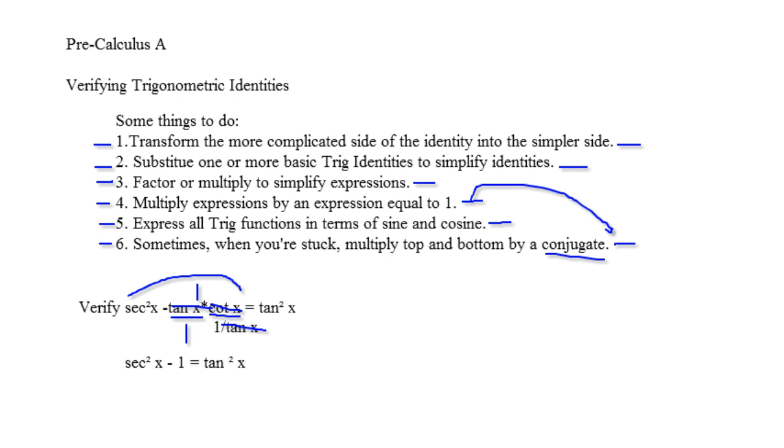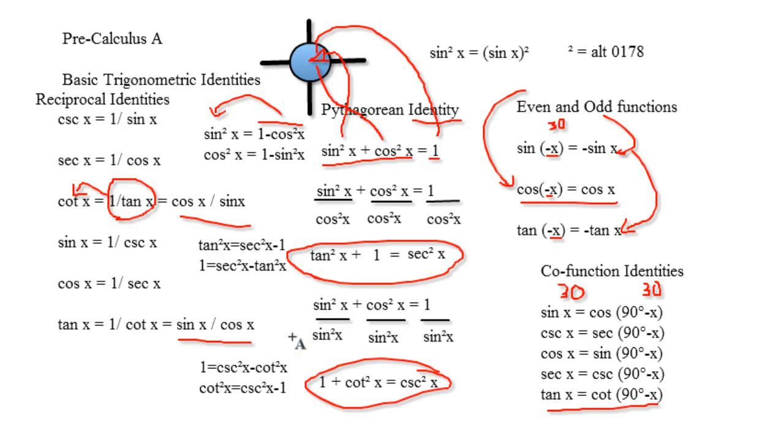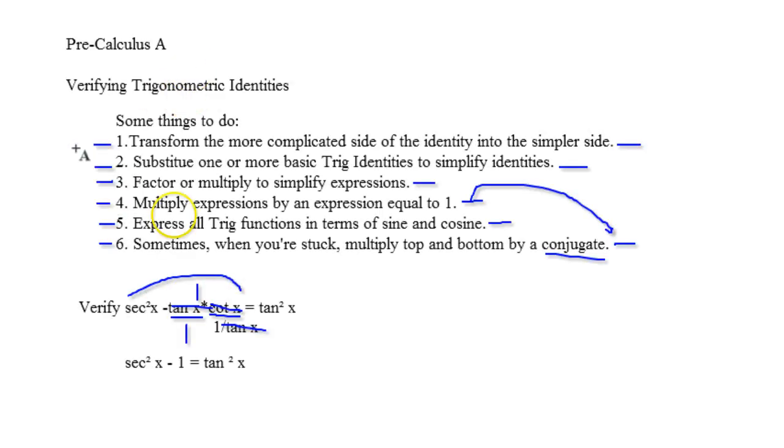Okay, and if you need to, go back to your trig identities, and here we go. Let's see what's going on. Okay, I know tangent squared and secant squared appear right here. Oh my goodness, look at that. That's that one right there. So I can simplify secant squared x minus 1 into tangent squared x. Okay? And so my final step is to basically say tangent squared x equals tangent squared x. Okay? It's as simple as that.